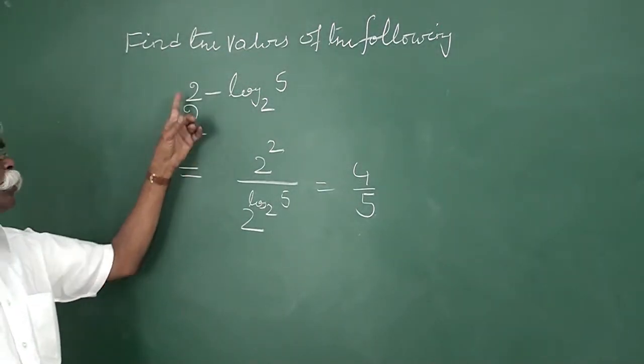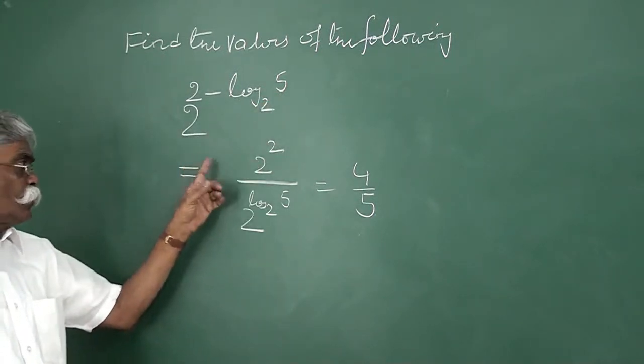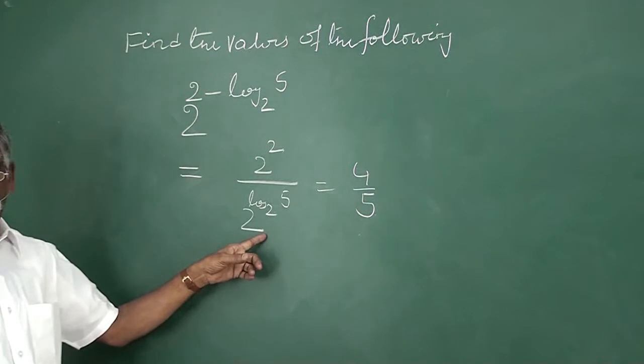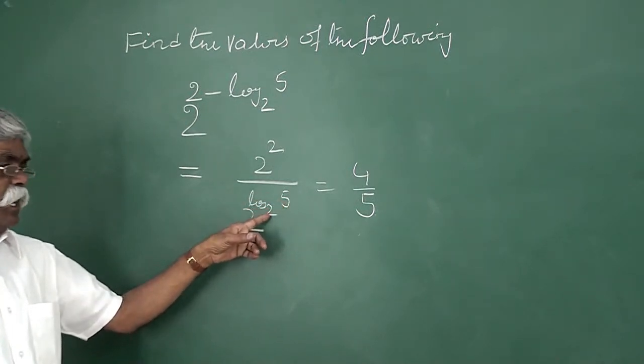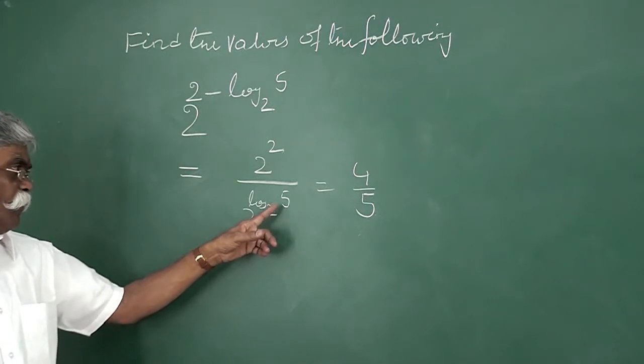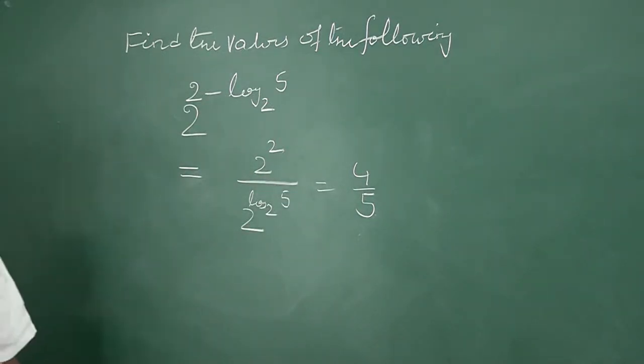2 power (2 minus log 5 base 2) is written as 2 square by 2 power log 5 to the base 2. Now this is 2, and here the base of the logarithmic value is also 2, therefore 5 is left here. Therefore the answer is 4 by 5.